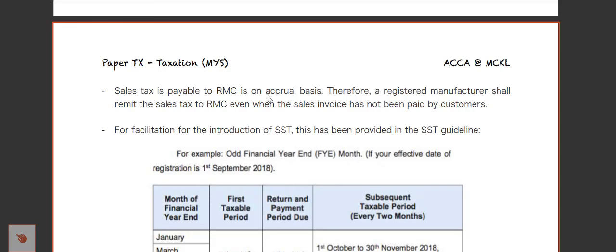Now, sales tax, you should account for it when it is sold, okay? And we account for it on an accrual basis, meaning when the invoice has been issued. Once you issue the invoice, we consider that the product is sold because you recognize that as a sale in your account. So then you have to account for the sales tax, even though the sales invoice has not been paid by customers. Understand? So it's on an accrual basis.